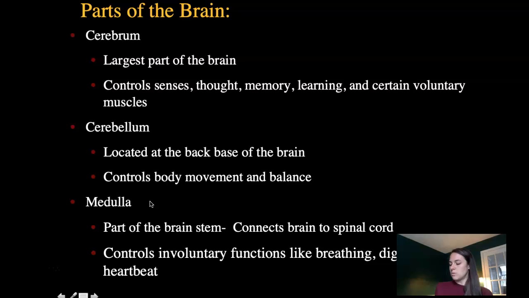So we could do probably a whole other unit or more on the brain, but for the sake of time, we're not going to. I will post a picture of the brain with these three sections labeled.